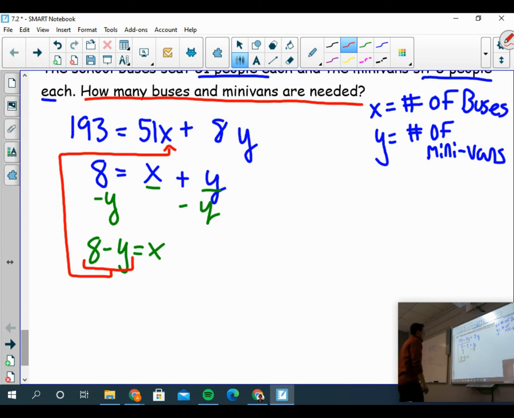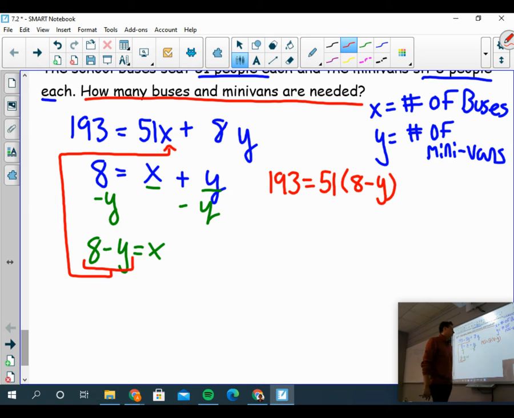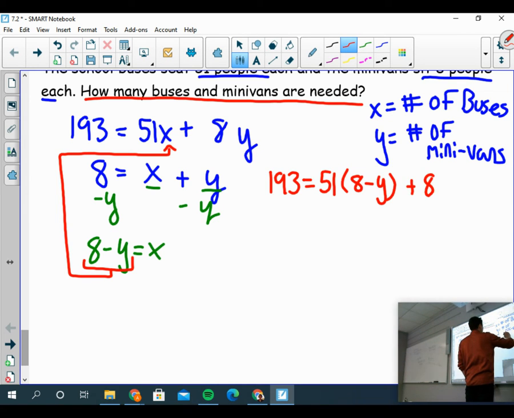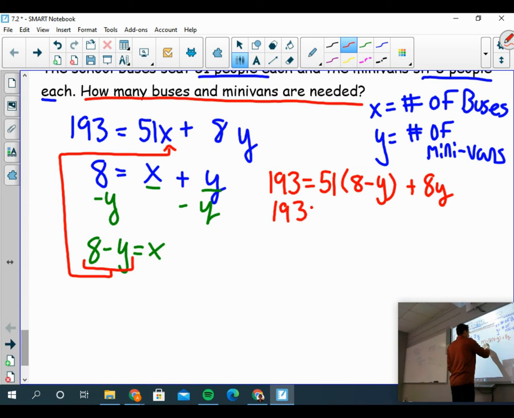Why do I do this? Because now I'm going to have a 1 variable equation. 193 equals 51 times (8 minus y), right? The 51 is multiplied by the x, and if I plug in 8 minus y for x, then the 51 has to be multiplied by the 8 and the minus y. So make sure both get multiplied by it. And now I have a 1 variable equation and I can figure out what y is. If any of the steps in green and red don't look familiar, please go back and watch the 7.2 part 1 instructional video. So I do my multiplication.